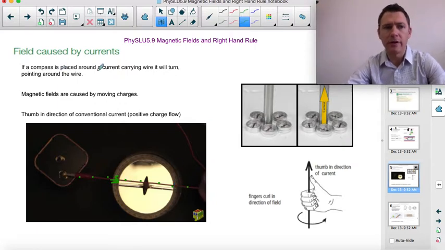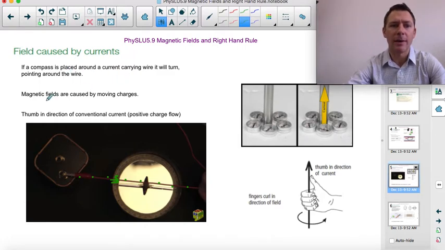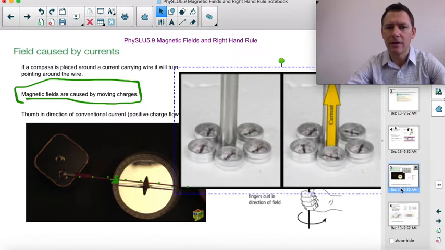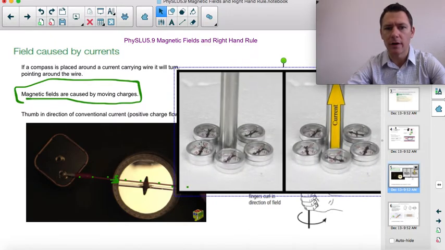That current moving causes a magnetic field, right? That's a big thing that I want you to take away. Magnetic fields are caused by moving charges. And you could see that in something like this. If you turn no current on, these compasses are all lined up with the Earth's magnetic field.